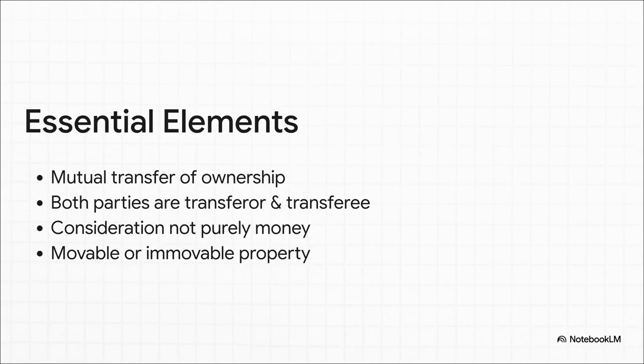You must present it to them on a silver platter. Number 1, mutual transfer of ownership. 2, both parties are transferor and transferee. 3, consideration is not money, or at least not wholly money. And 4, property may be movable or immovable. A top-tier student doesn't just write these out as one long, messy sentence. You list them as distinct bullet points, exactly like this, to effectively pad your 10-mark answers while maintaining absolute academic precision. Every bullet point is a mental tick mark for the examiner.